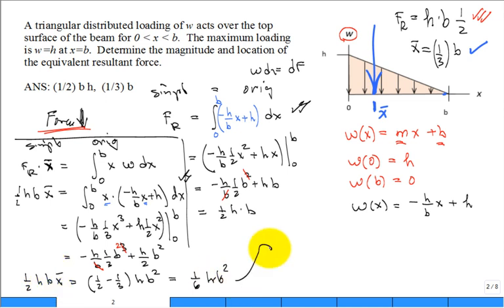I'm finally ready to solve for x bar. X bar is, bring that 1/2 hb to the other side, or just do this, cancel the h, cancel one of the b's. I should have done it like that. And then we're going to have 2/6 of b. Well, 2/6 is 1/3 of b. Just like the math confirmed what we anticipated. Yes?